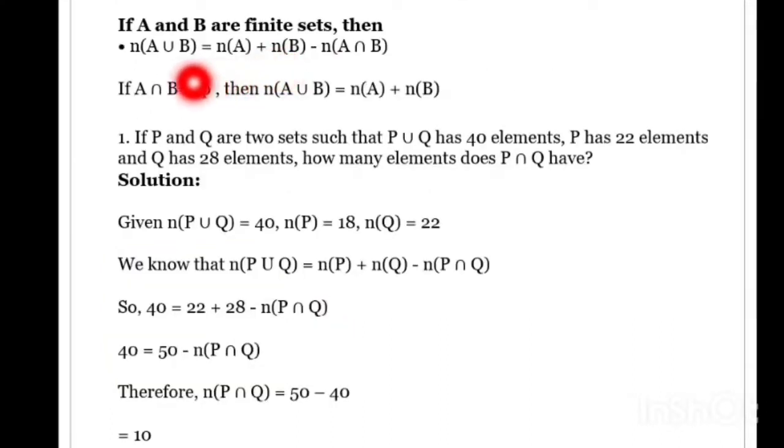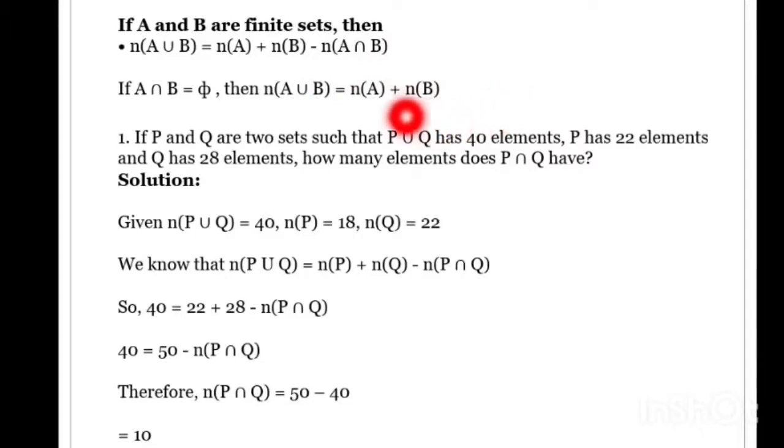If A and B are two finite sets, then the number of elements present in the union of the two sets, that is number of elements present in A union B, is equal to number of elements present in A plus number of elements present in B minus number of elements present in the intersection of the two sets, that is number of elements present in A intersection B. Hence n of A union B is equal to n of A plus n of B minus n of A intersection B.